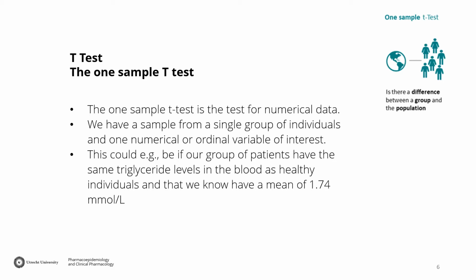So for example, if we want to test if our group of patients have the same triglyceride level in the blood as healthy individuals, and we know that those healthy individuals have a mean of 1.74 millimole per liter, then we can use the one sample t-test. Another example could be if we wanted to find out if our sample of babies have the same weight as the population average of babies. Then we could also use the one sample t-test.